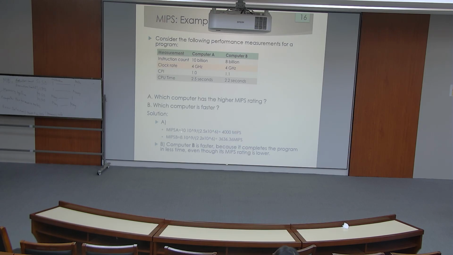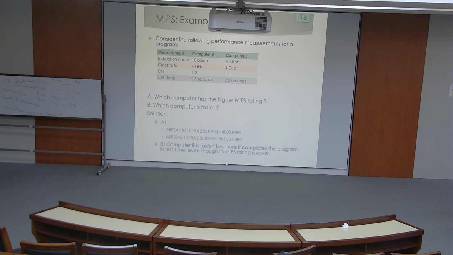Now we can calculate easily the million instructions per second for computer A and computer B. We have instruction counter 10 million for computer A. We have 8 million for computer B. Then we have the execution time for computer A, 2.5 seconds, and for computer B, 2.2 seconds. Then we found this much of million instructions per second. Now we found that A is the one which has the higher million instruction rate.